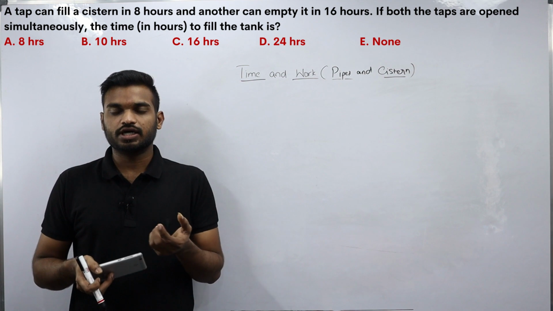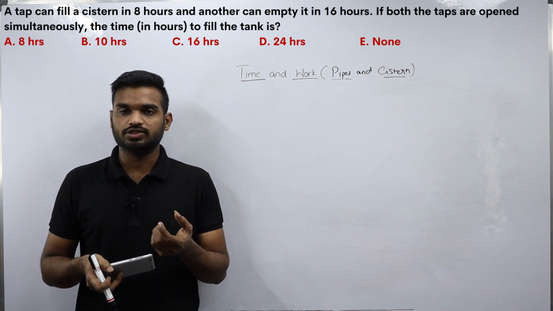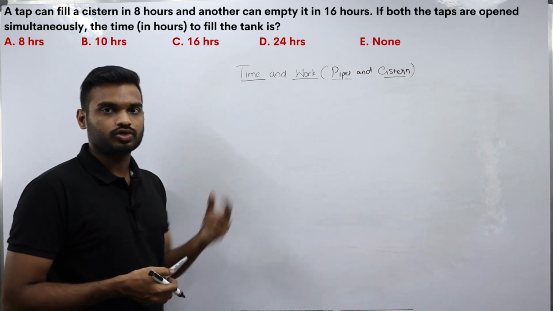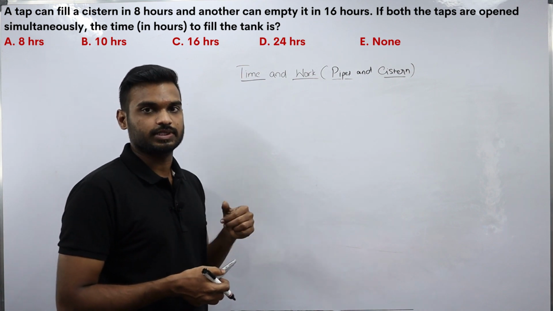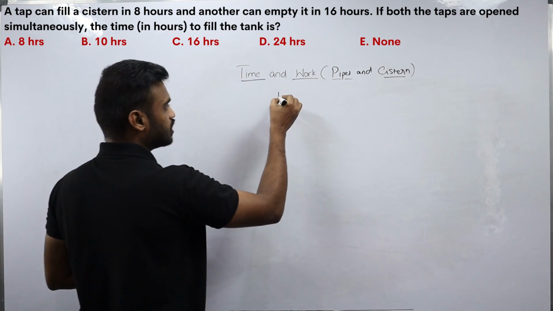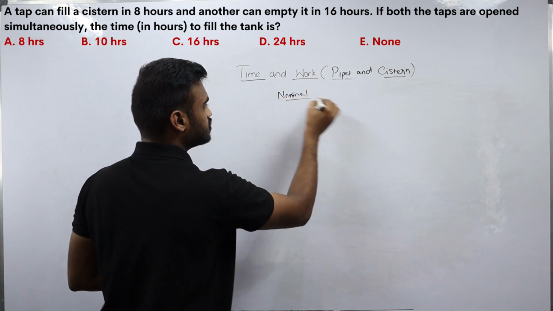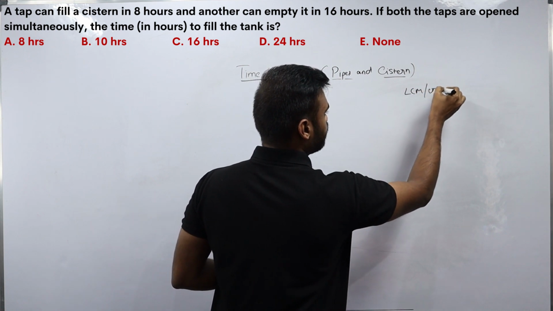So if you have watched the time and work tutorial, you have come to know what the LCM or units method and the normal method are. Okay, so I will solve in both methods so that you can understand how to solve these pipes and cisterns problems also in the LCM or units method. Okay, now I will try to solve in both methods. One is the normal method and one is the LCM or units method.